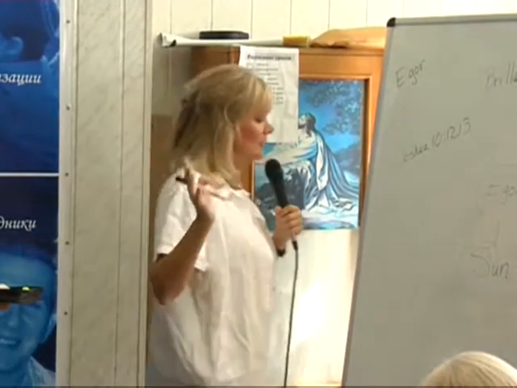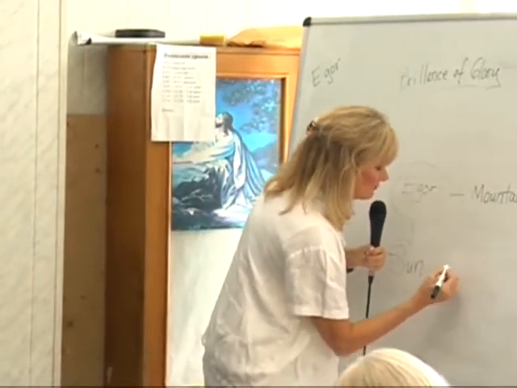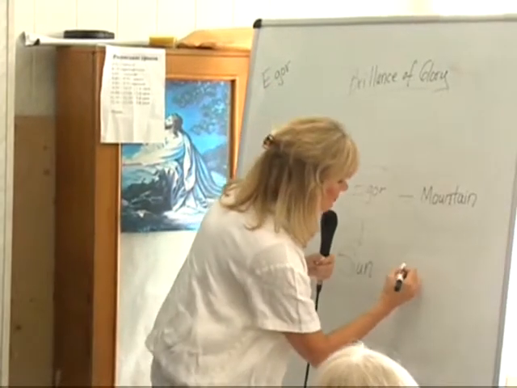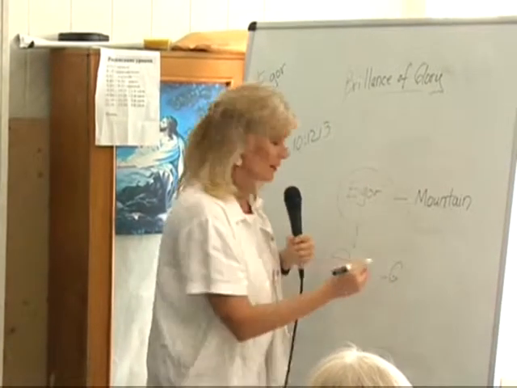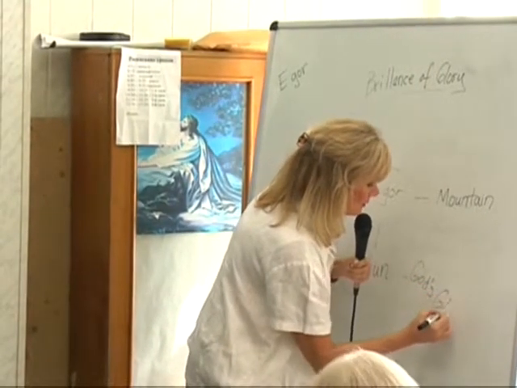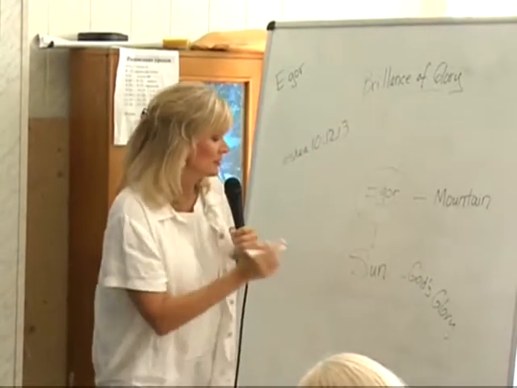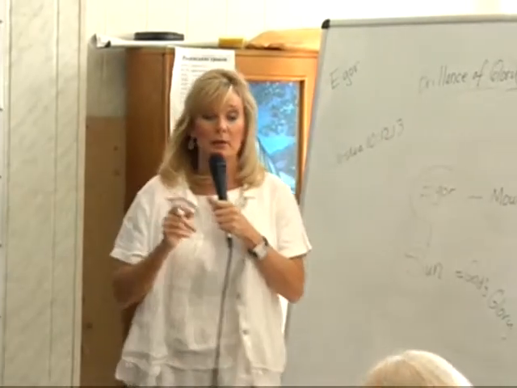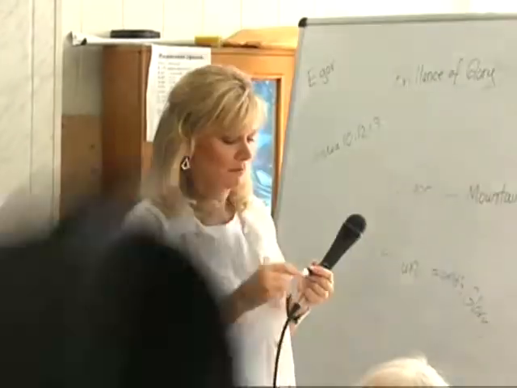So he said that in his dream the sun represented God's glory, which looked like the sun. All right. So he said that in his dream the sun equaled God's glory to him.